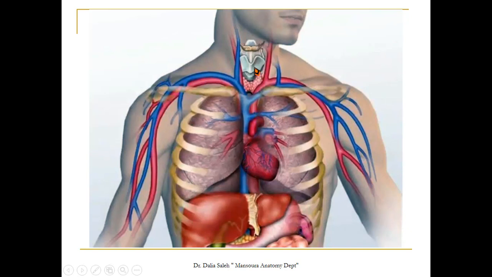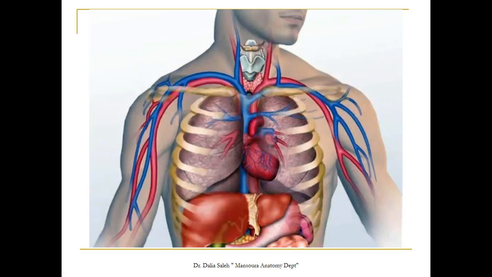Eventually they supply the neck, the head, and the upper limbs. The one that will supply the upper limb is called the subclavian artery because it is related to the clavicle. It lies beneath the clavicle. That's why it's called the subclavian artery. The one that will go up in the neck to supply the neck and the head is called the common carotid artery.